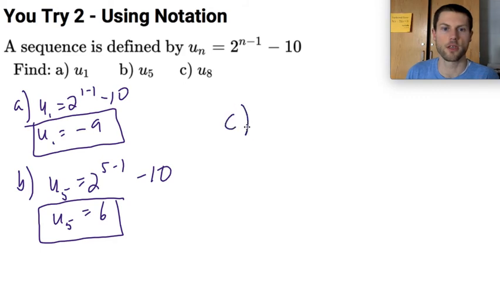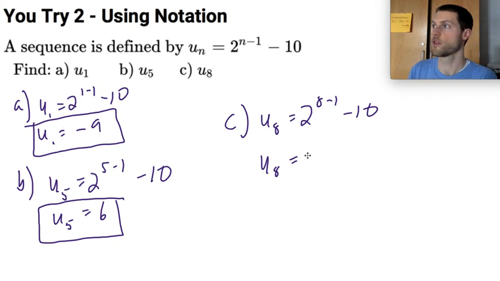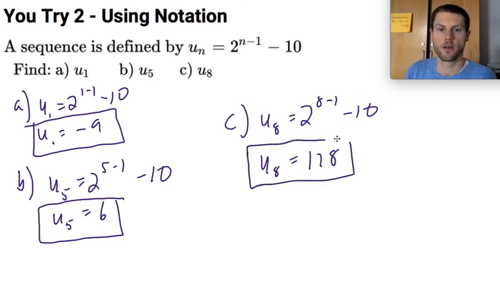And then for c, u sub 8, the 8th term in this sequence, is going to be 2 to the 8 minus 1, minus 10. So that means, let's see, 2 to the 5th is 32, so 2 to the 6th would be 64, 2 to the 7th would be 128, and 128 minus 10 is 118, so u sub 8 is 118. So hopefully you were able to get there. Let's take a pause here, and then we'll do some more examples in the next video.